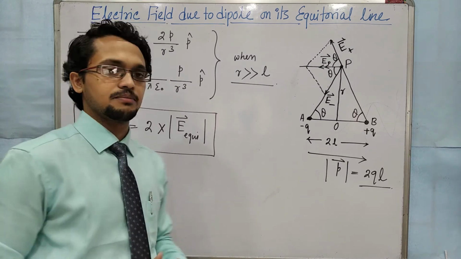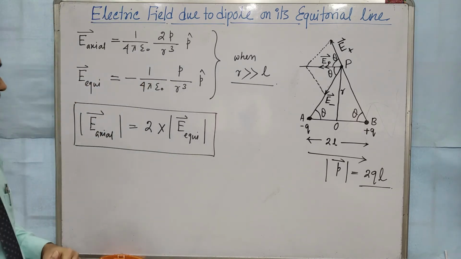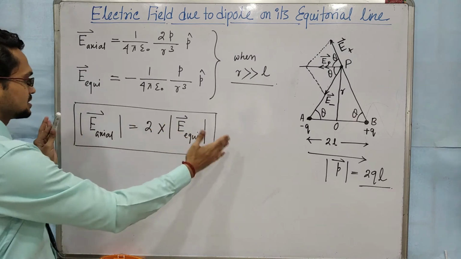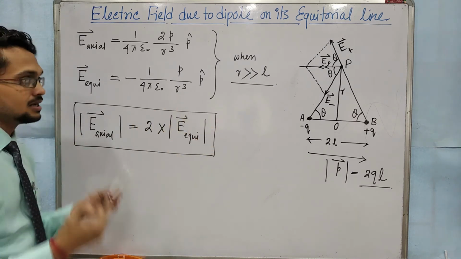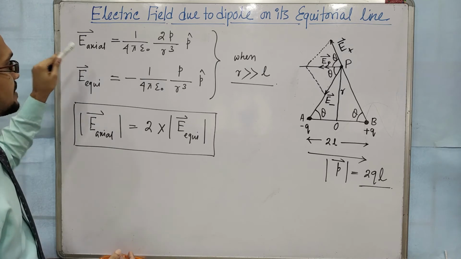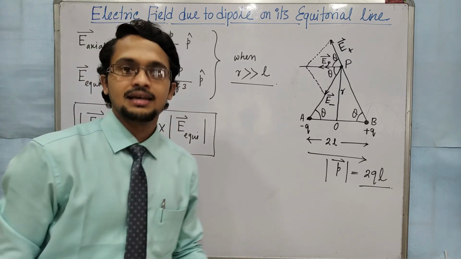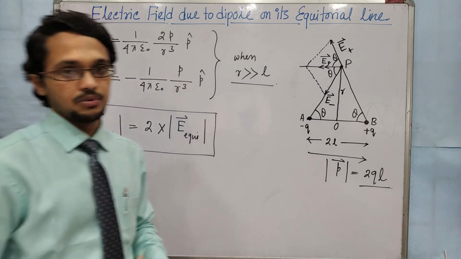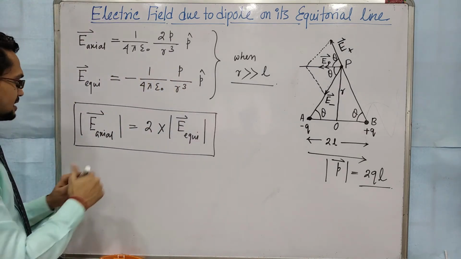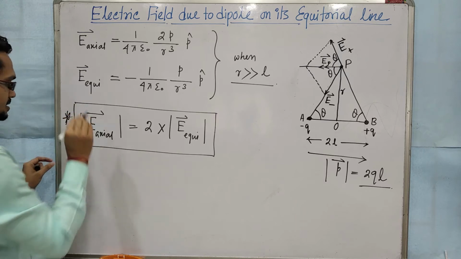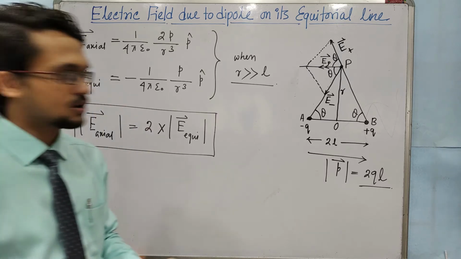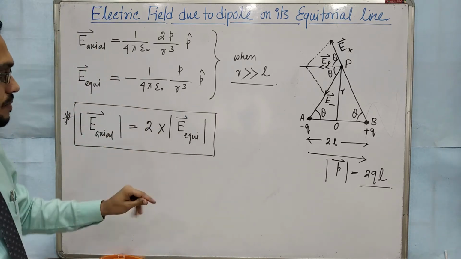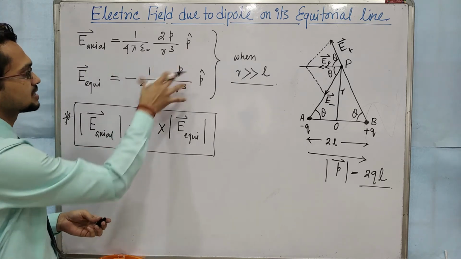This is also very important. Small numericals may come. Sometimes the question is: write the relation between the magnitudes of electric field intensity on the axial line and electric field intensity on the equatorial line due to a dipole. So these are very important parts. Derivations are important, and these small parts too. Sometimes numericals may also come using these formulas.